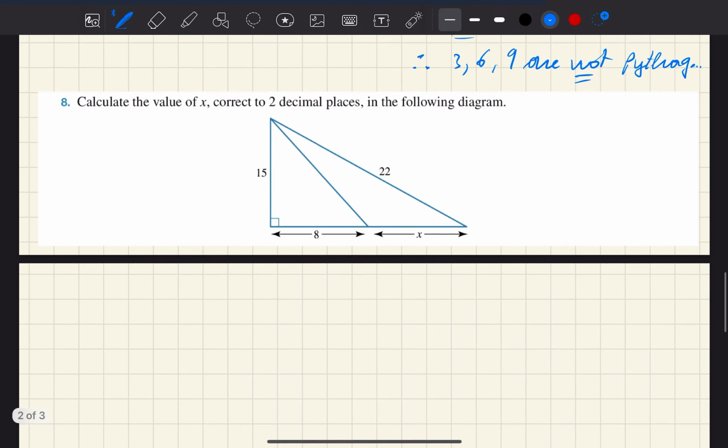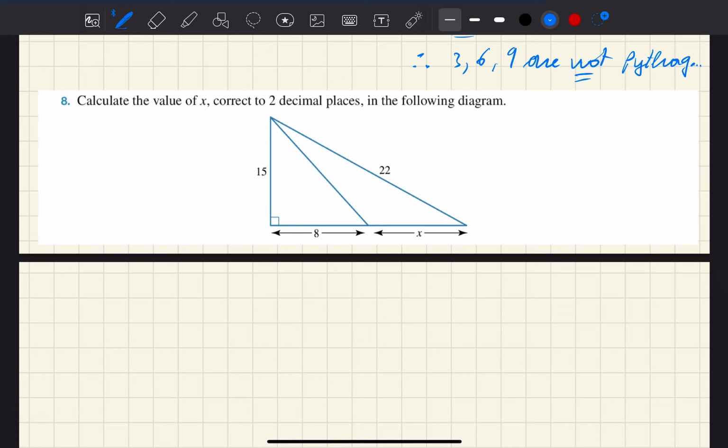And the next question is: calculate the value of x to two decimal places. I love this question for some reason. It's a combination, a bit more advanced than what we are doing, but I thought it would be nice to have a crack at it. Two things happen in this question. We're going to stick to the plan and apply the Pythagorean theorem, and we might need a few other formulas that I might share. Let's see how that goes.